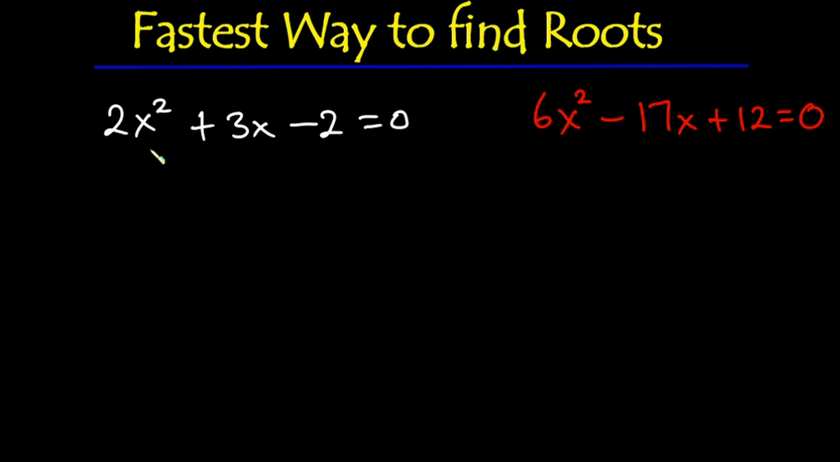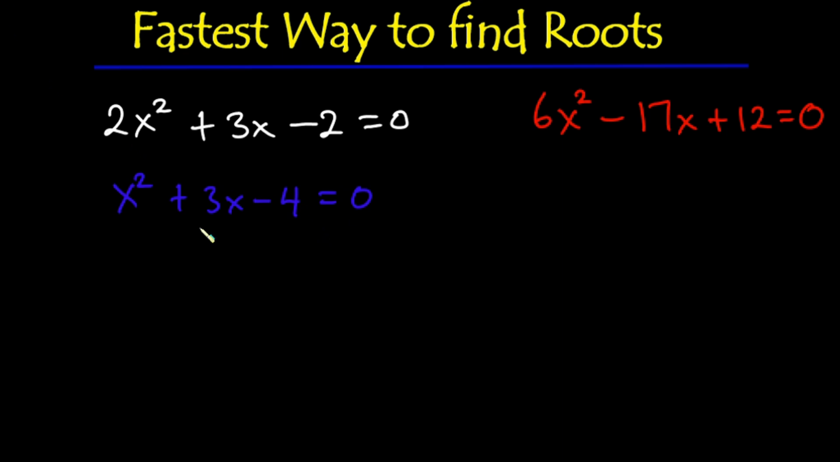This trick is applicable when the coefficient of x squared is greater than 1. And you can see the coefficient of x squared over here is 2, which is greater than 1. So we can apply the trick. First, take the 2 and slide it over and multiply it by -2. So we're going to end up getting x squared plus 3x minus 4 is equal to 0.